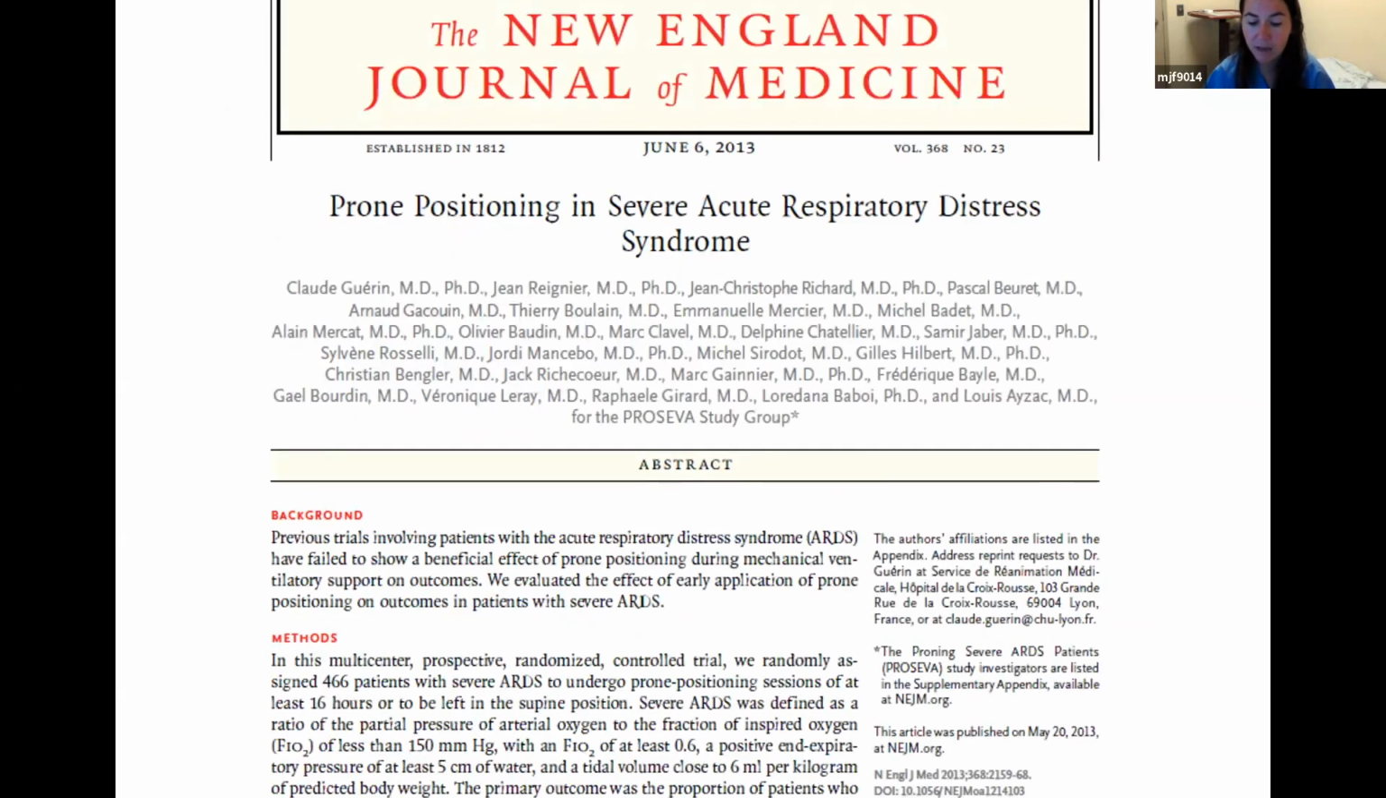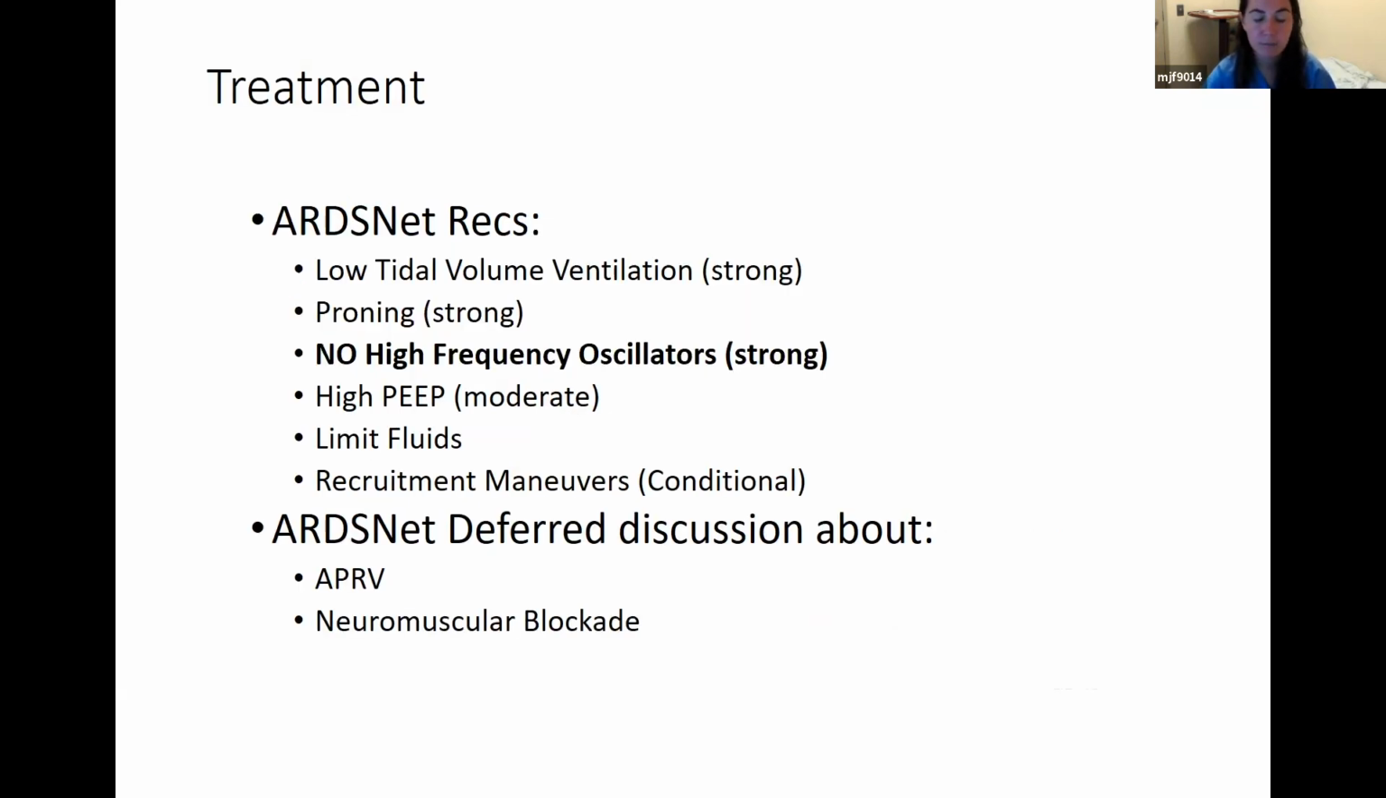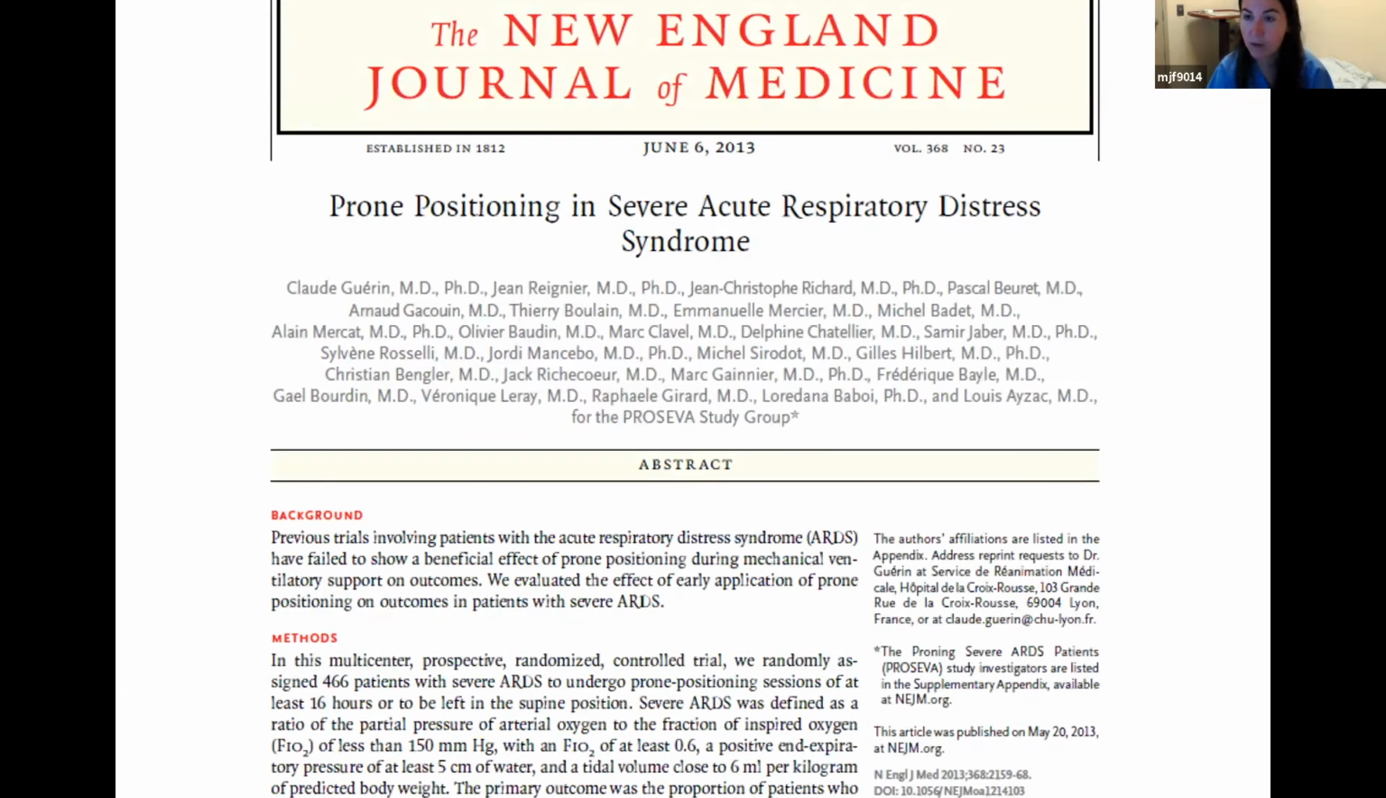So the big trial in favor of proning is the PROSEVA trial, which was also an RCT. Patients in the prone group were prone for at least 16 hours of the day, and then they were flipped back supine for the rest of the day. The prone group had a 28-day mortality of 16% compared to 32.8% for the supine group. So it's interesting to talk a little bit about why we prone.